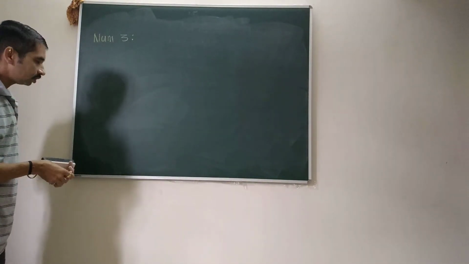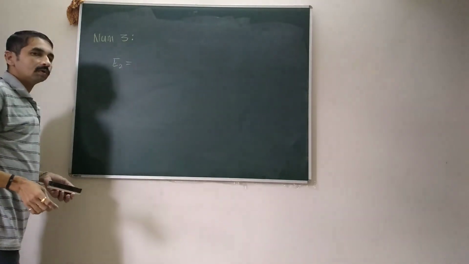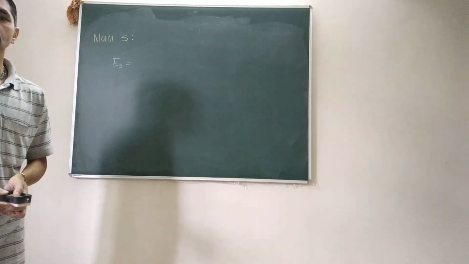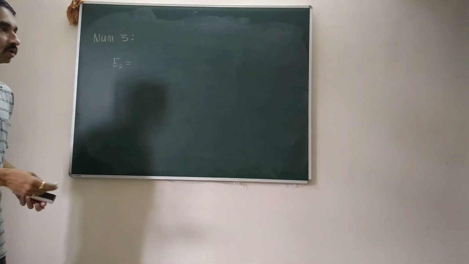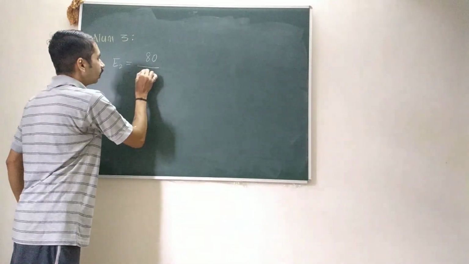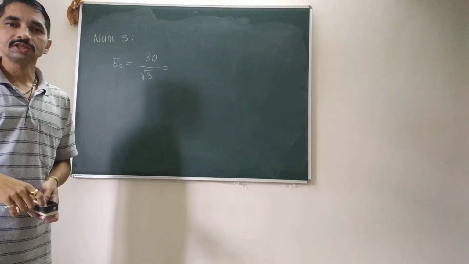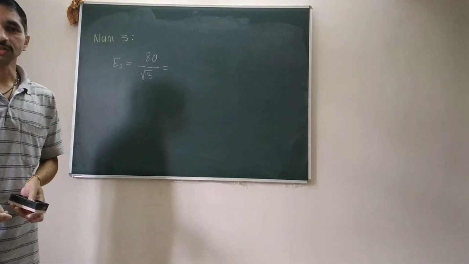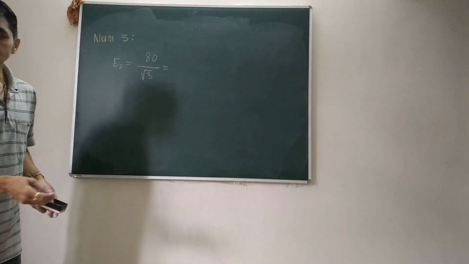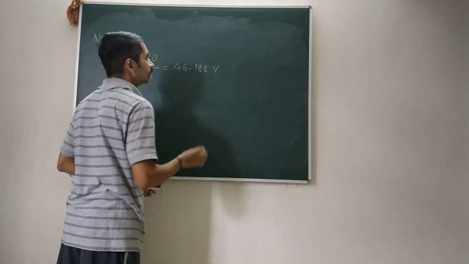So if I want to get the rotor induced EMF per phase, then E2 will be equal to, as they are talking about a slip ring induction motor, we know for a slip ring induction motor the rotor is always connected in star. So E2 will be equal to the line value of the EMF, that is 80 upon root 3. You may recall the relationship between line value and phase value of the voltage for a star connected system. So rotor induced EMF per phase will be 80 upon root 3. So the answer is 46.188 volts.